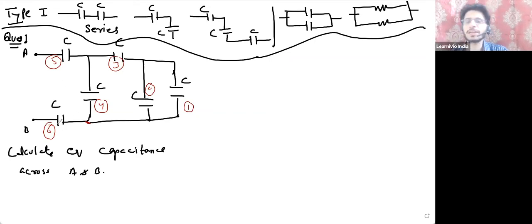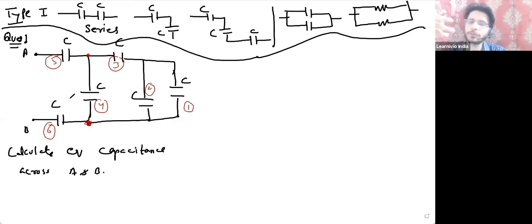5, 4, and 6 are neither in series nor in parallel. First thing, they're neither in series. The reason is for series, there should be no branch. You can see there is a branch. Due to this branch, 5, 4, and 6 are not in series. They are neither in parallel. So no series, no parallel combination, you can't solve from this end.